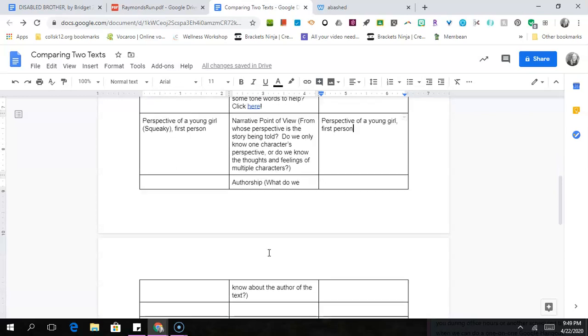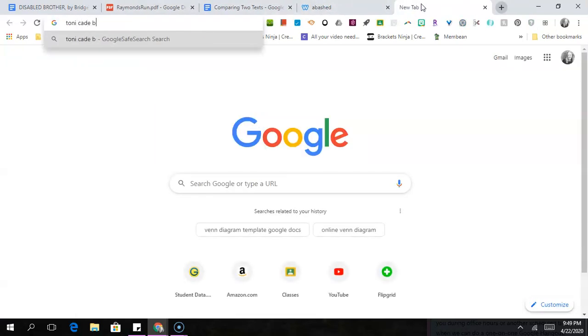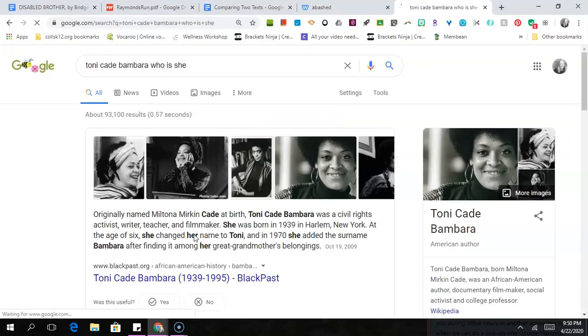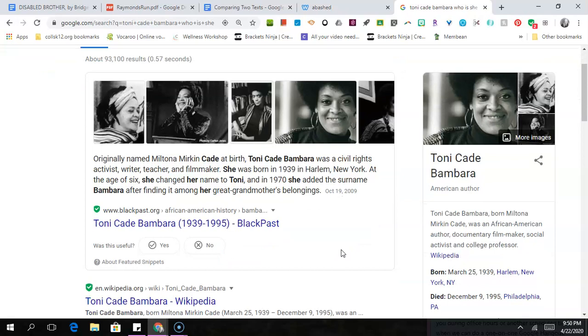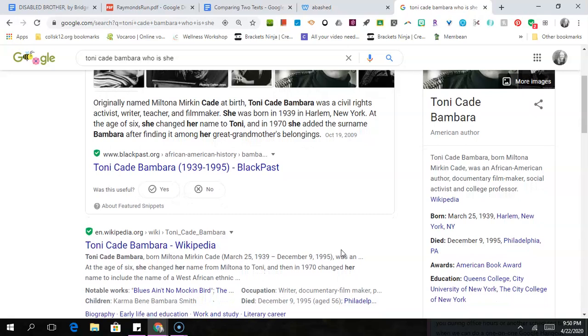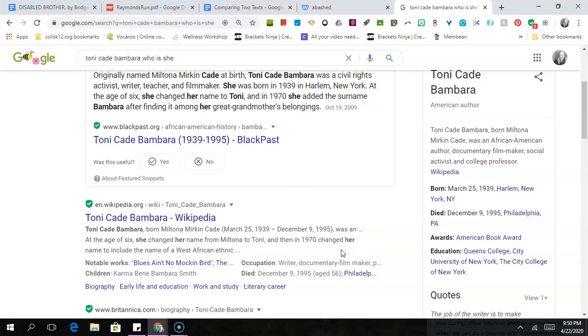And then another quality I put down here is authorship. So this basically means who wrote it. What do we know about the person who wrote it? So Toni Cade Bambara, you might need to do a little research because I don't honestly know too much about her. So quickly look, Toni Cade Bambara, who is she? So look her up. Originally named Miltona Mirkin Cade, civil rights activist, writer, teacher, filmmaker. Okay, that's cool. Oh, look at that. She was born in Harlem, but then died in Philadelphia in 1995.